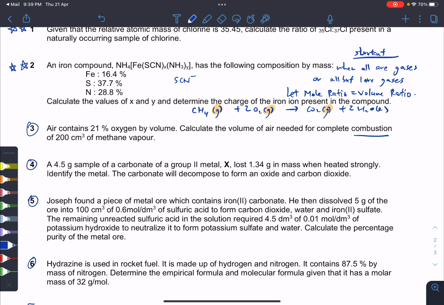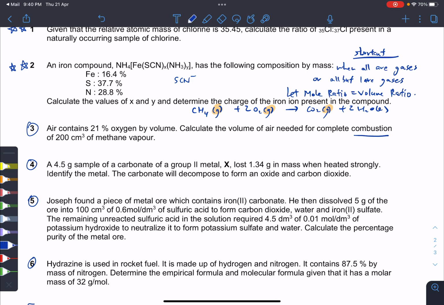What am I talking about? Let's say the mole ratio is 1 mole, you need 2 mole, you will form 1 mole. Remember, 1 mole of any gas is 24 dm cube. So it's 24 dm cube is to 48 dm cube is to 24 dm cube. Isn't it still 1 is to 2 is to 1? This is still the mole ratio. So this is how the shortcut comes about. But don't worry, you will not be asked to prove the shortcut. I'm just explaining it to you.